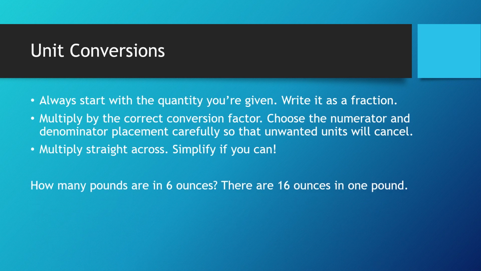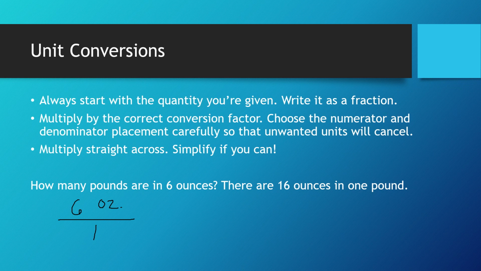So in this example, how many pounds are in 6 ounces? I'm going to convert the ounces into pounds. I'm going to start with what it gave me, which was 6 ounces, and oz is the abbreviation for ounces. And it says to write that as a fraction, so you can turn anything into a fraction by putting it over the number 1. Now I'm going to multiply by the correct conversion factor. It says that 16 ounces are equal to 1 pound, so I know that those are going to be my numerator and denominator in my fraction. I just have to choose which one goes on top and which one goes on bottom.